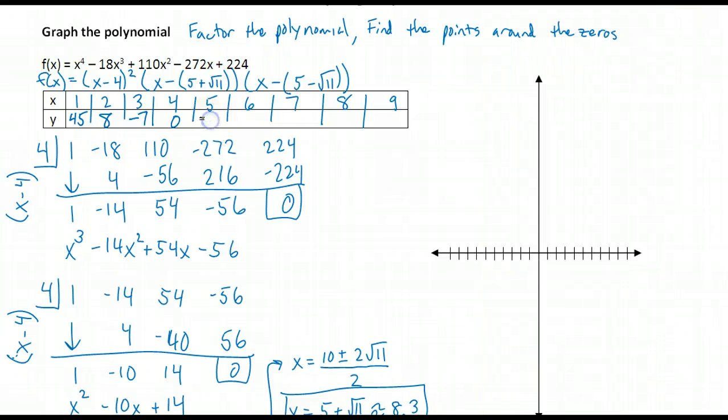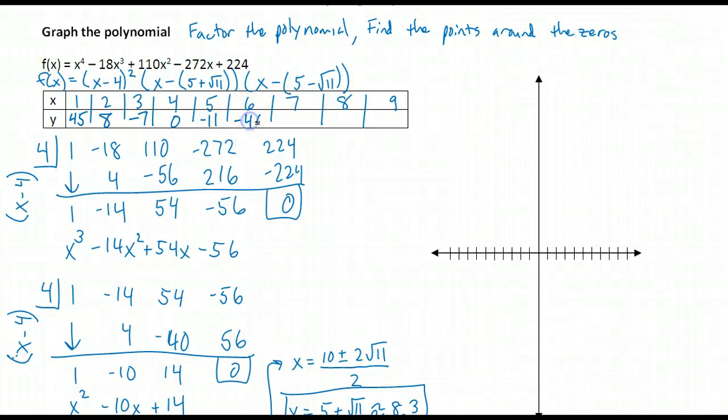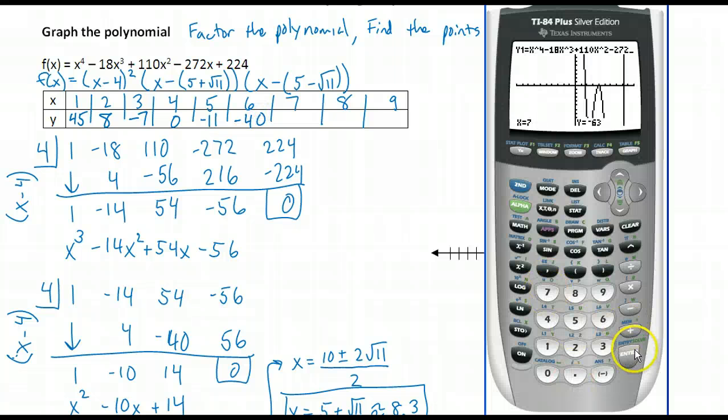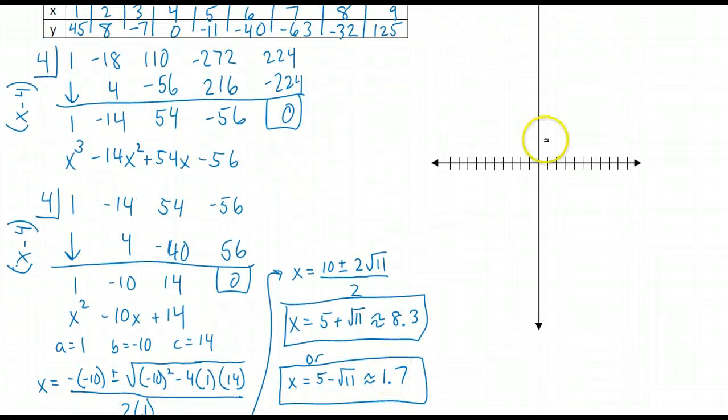5, 6, 7, 8, and 9. So I know my zeros. I'm going to put a point at those zeros. So I have a 0 at about 1.7. I have a 0 at 1, 2, 3, 4. And I have a 0 at 8.3.